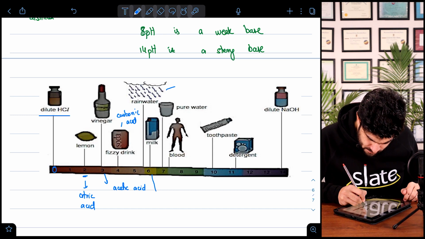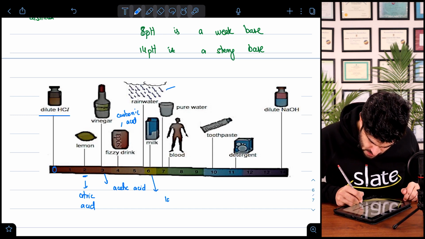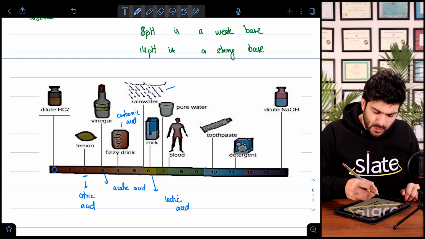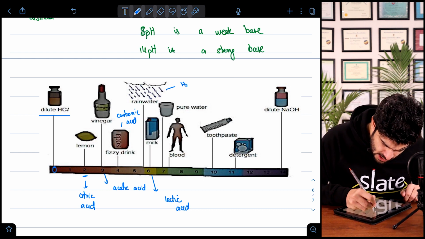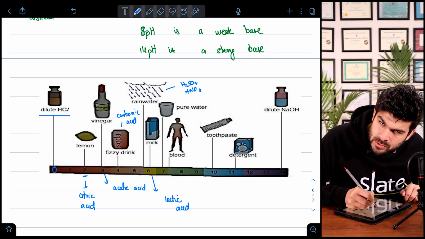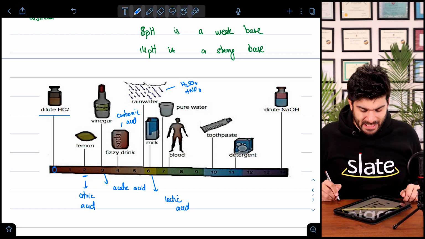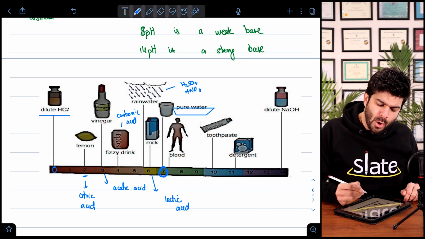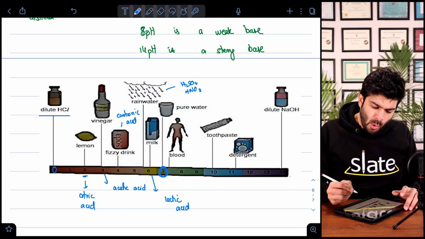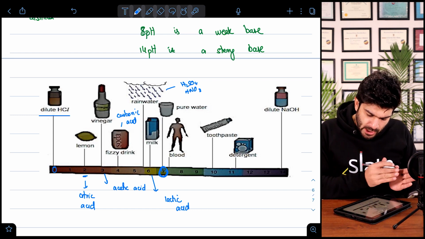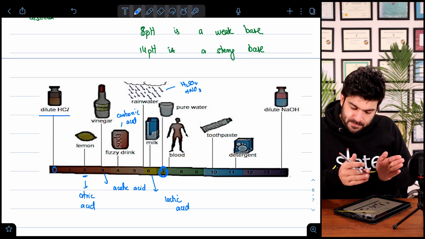Milk, lactic acid. By the way, rainwater contains H2SO4 and HNO3, but in very small concentration. So milk is lactic acid. At 7, what do we see? Pure water. Pure water is at 7. That's neutral. Now, we're going further.